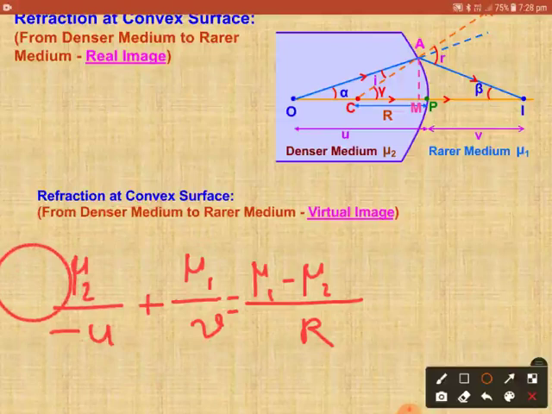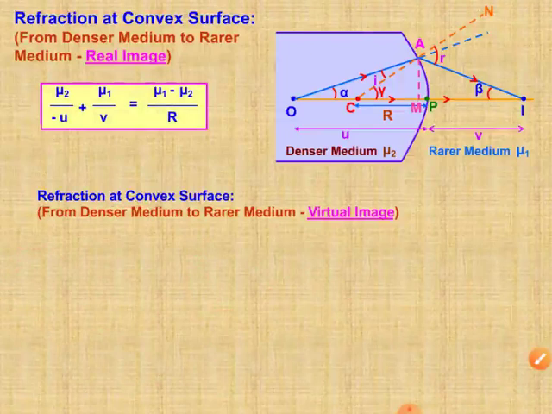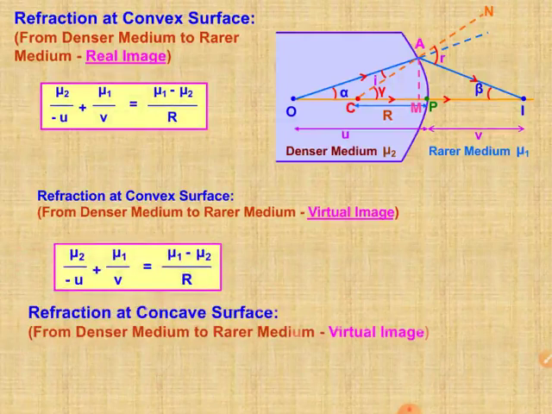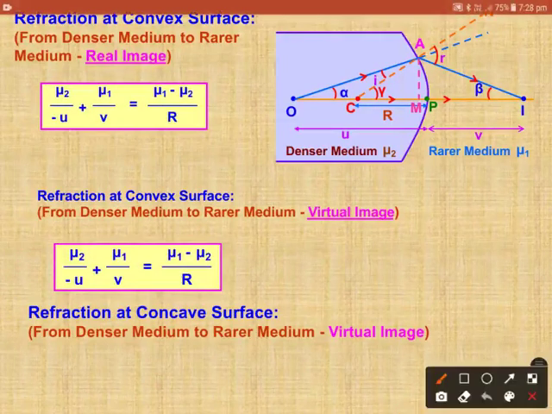For this one, let's see what is written there. See, from mu2 to mu1, so mu2 divided by object distance plus mu1 divided by image distance, equal to mu1 minus mu2 by its radius of curvature. The same is the case when forming a virtual image. In this case, the diagram is not drawn here, so for you I have to draw it here again.